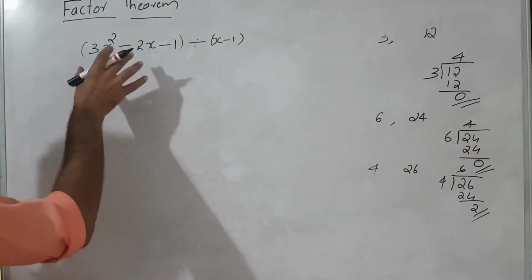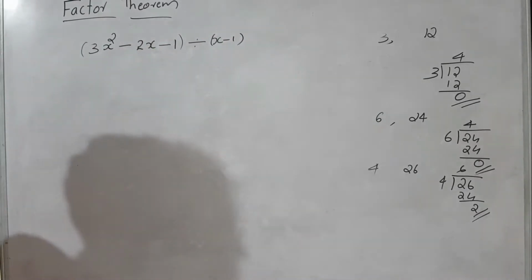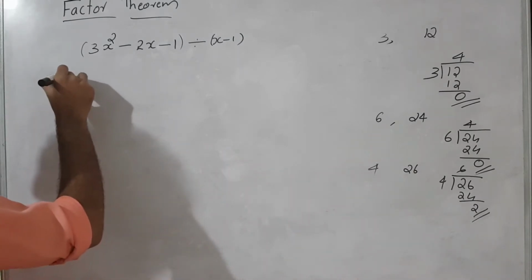If we divide p of x by x minus 1, in the case of polynomials, the remainder is p of 1.